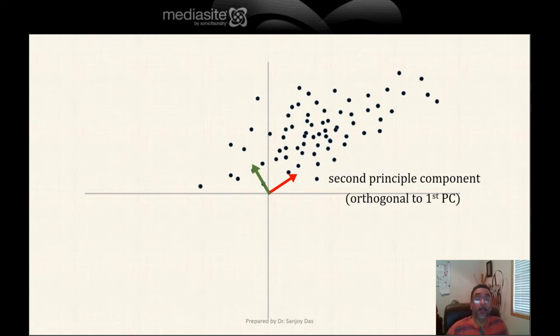And then our next goal is to find another direction that is orthogonal to the first principal component. The first principal component is the red line, and so the green line is the next direction. It has to be orthogonal to the first principal component, and yet it has to maximize the variance with that constraint. In two dimensions, it doesn't make that much sense because you only have one dimension left once you have extracted the first principal component, or the first PC.